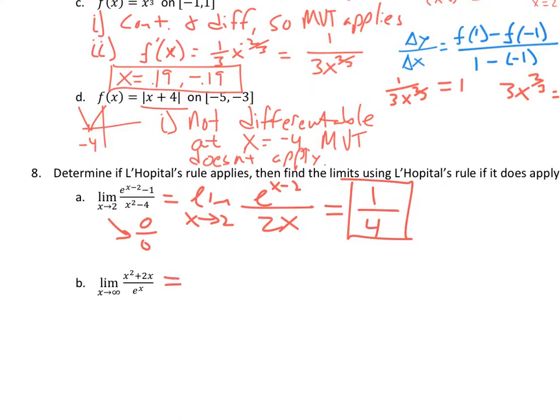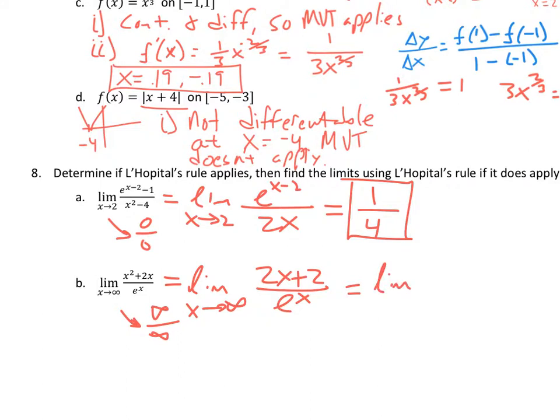And down here, we plug in infinity. We see that this goes to infinity over infinity, so L'Hopital's rule does apply. Let's take the derivative of the top, and that's 2x plus 2. Derivative of the bottom is just e to the x. If you plug in infinity there, you'll see that it's still going to infinity over infinity. So we got to take the derivative again. We get 2 on top and e to the x on the bottom.